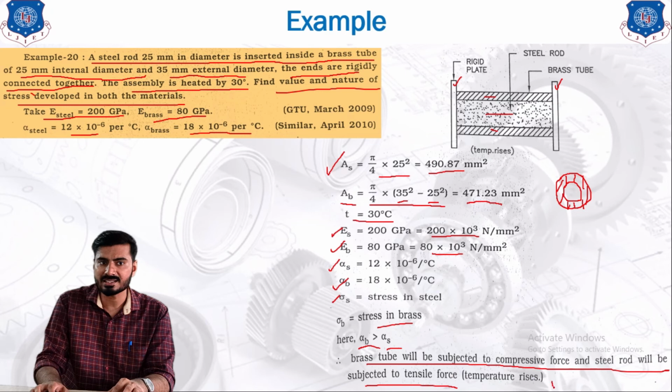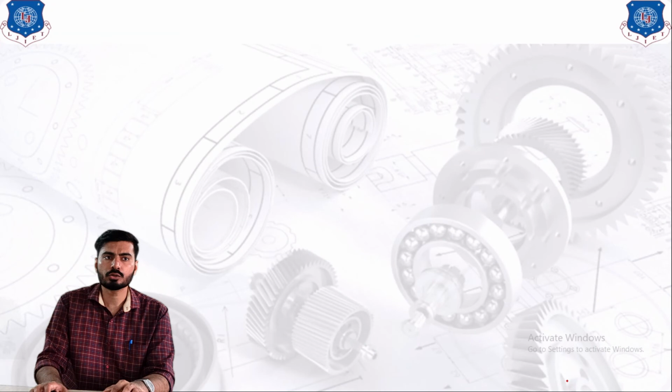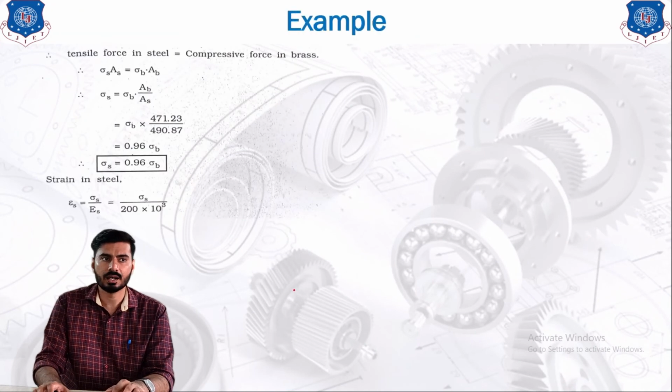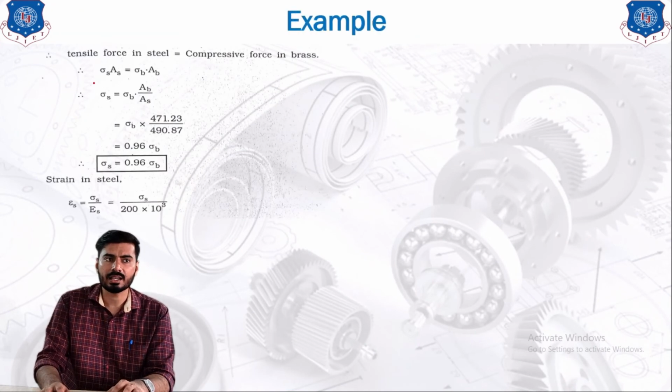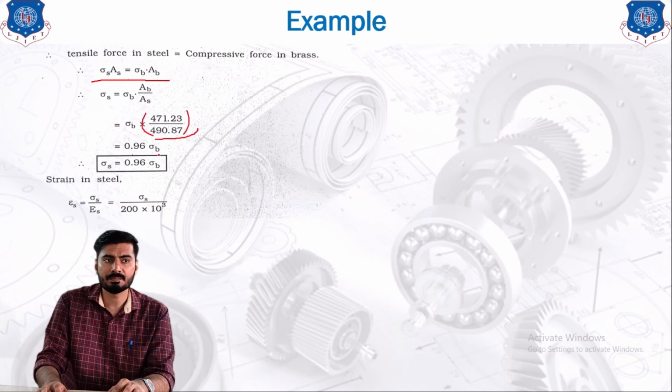So this statement is compulsory in your examples. Now we are going to move forward in our steps. The first step is that the amount of force is equal in both the materials. So this is our step number 1, where sigma S into A_S equals sigma B into A_B. Now we are going to keep the areas on one side and put the values of the areas like this. So these are our areas.